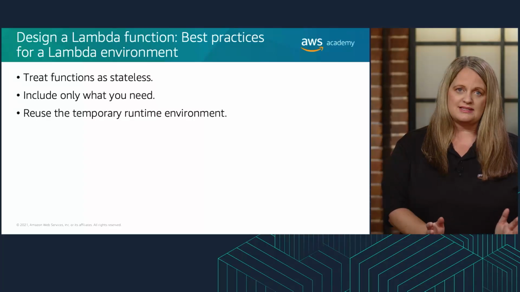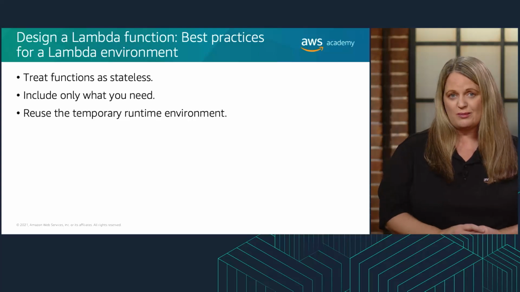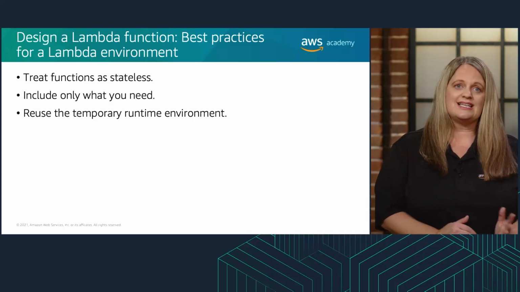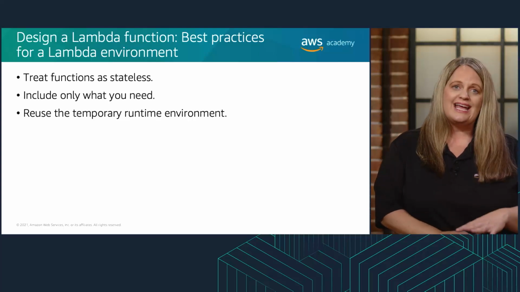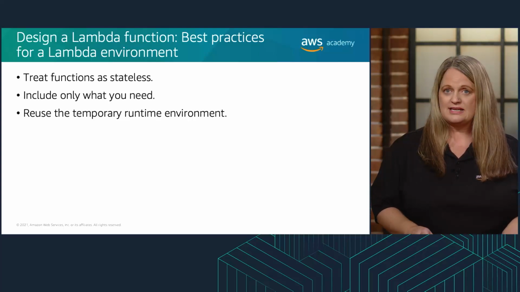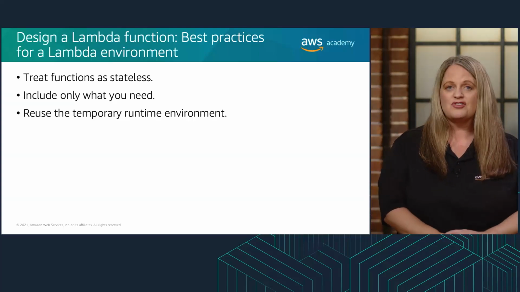The last best practice is to reuse the temporary runtime environment to improve function performance. This environment initializes any external dependencies of your Lambda function code. Make sure that any externalized configuration or dependencies that your code retrieves are stored and referenced locally after the initial run. Limit reinitializing variables and objects on every invocation. Keep alive and reuse connections such as HTTP, database, or others that were established during a previous invocation.